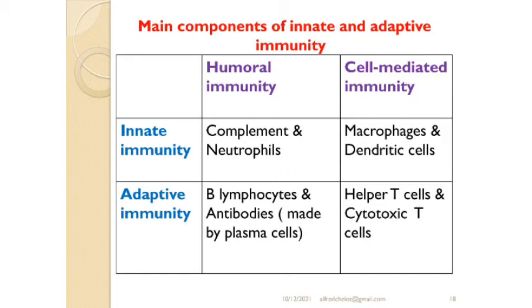Next, the cell-mediated component of innate immunity is composed of the macrophages and dendritic cells. And remember, macrophages and dendritic cells are antigen-presenting cells. We are going to discuss them briefly. For adaptive immunity, the cell-mediated component is mediated by helper T cells and cytotoxic T cells. So this table is very important for your exams. You need to take note of it.